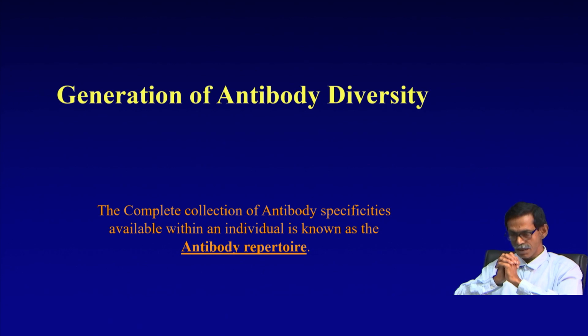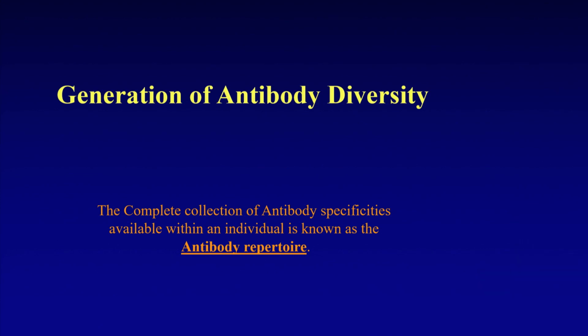In one of my basic concept classes, I told you to go and check the meaning of repertoire. Now I am giving it: the complete collection of antibody specificities available within an individual is known as the antibody repertoire. With time it is changing because B cells are continuously developed. When you study B cell development, you will see it is a continuous process, so the variety of antibody is also changing, and their amount is changing.